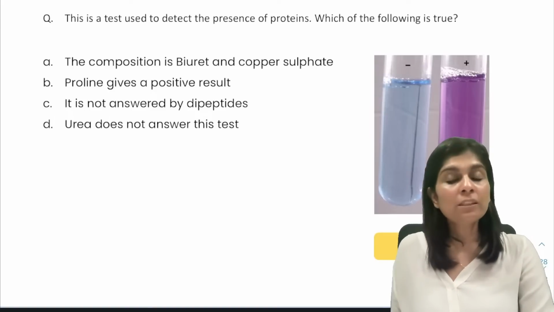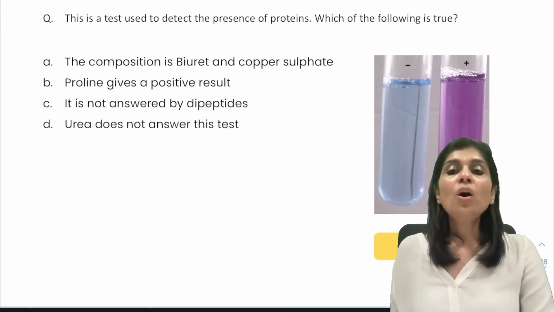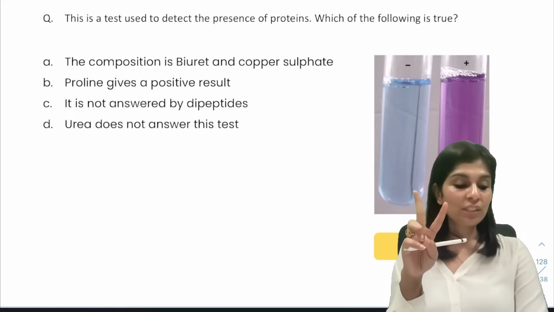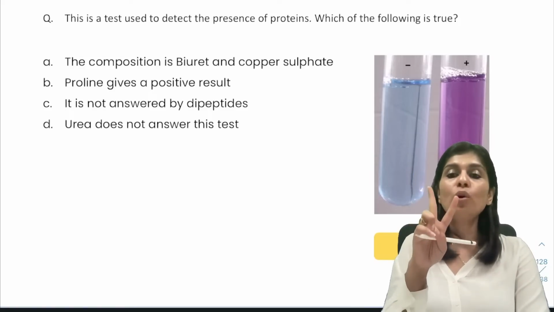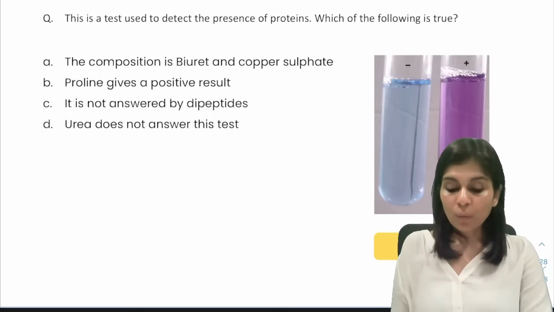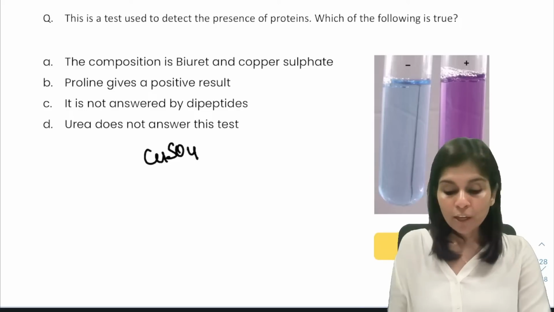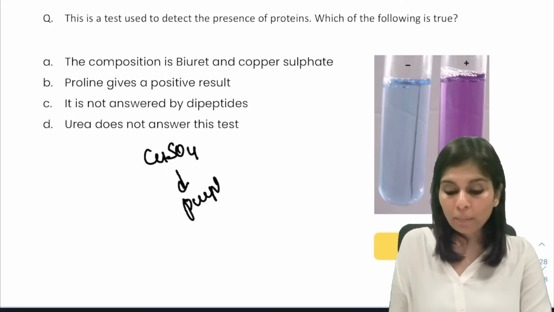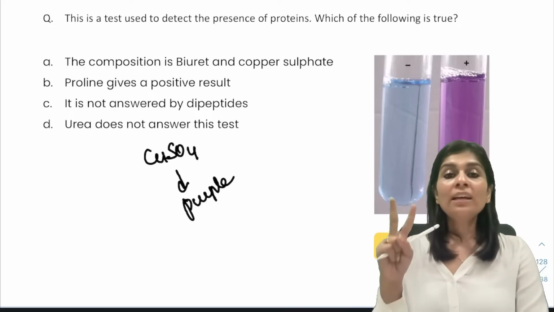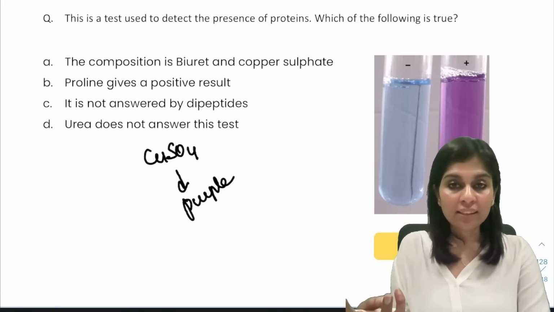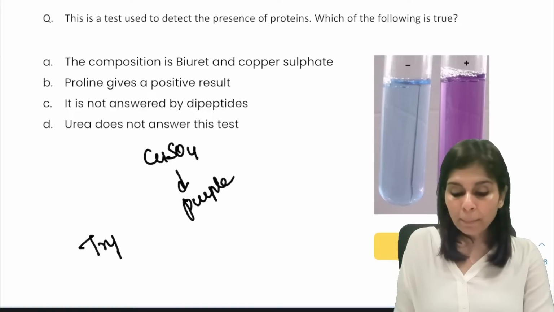As far as the Biuret test is concerned, let me tell you the principle of the Biuret test. Please listen to this carefully. Compounds containing 2 or more peptide linkages will react with copper sulfate in strong alkaline medium to give a purple colored complex. Okay, so only compounds containing 2 or more peptide linkages can answer the Biuret test, which means only tripeptides and above can answer the Biuret test.